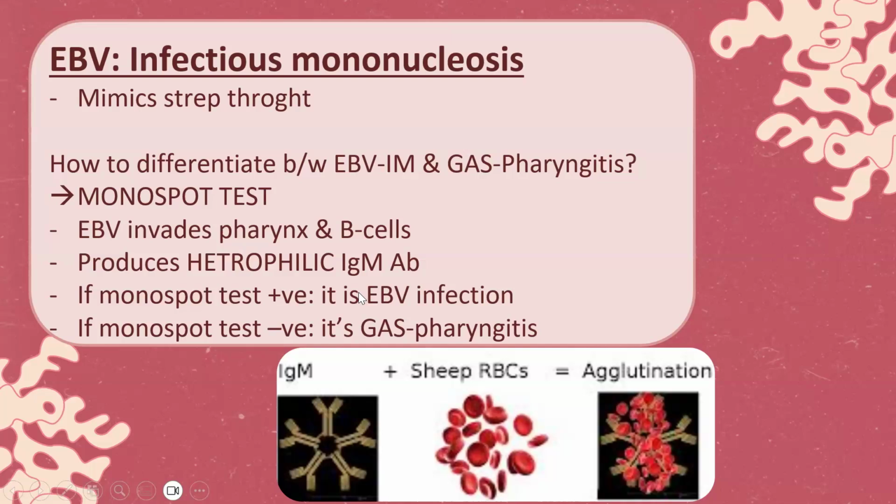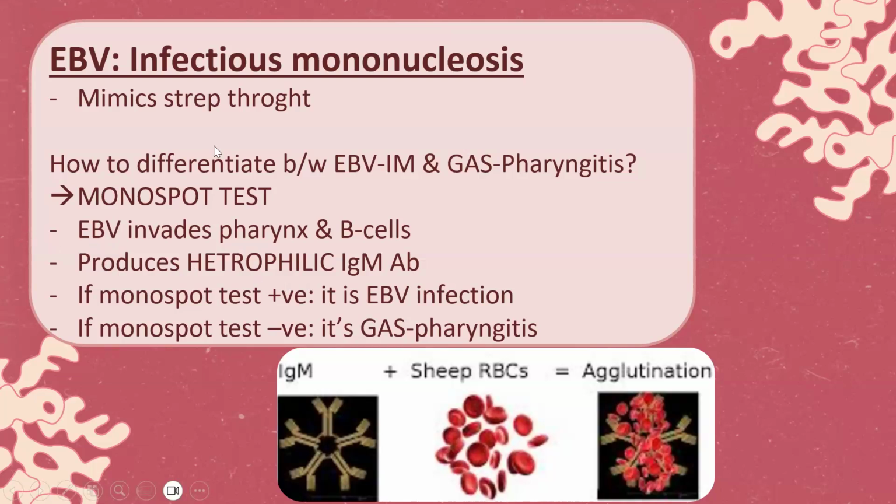Okay, how to differentiate? A patient comes in and he is suspected of pharyngitis, but you don't know if it's pharyngitis or infectious mononucleosis. What you do is the monospot test. The monospot test is for EBV. If it's positive, then the infectious agent is EBV. Okay, so what is the monospot test?